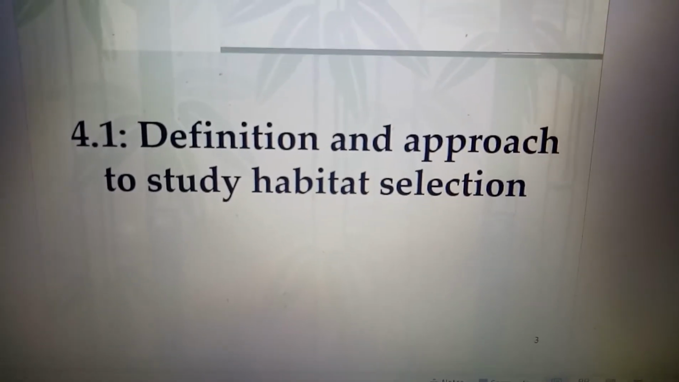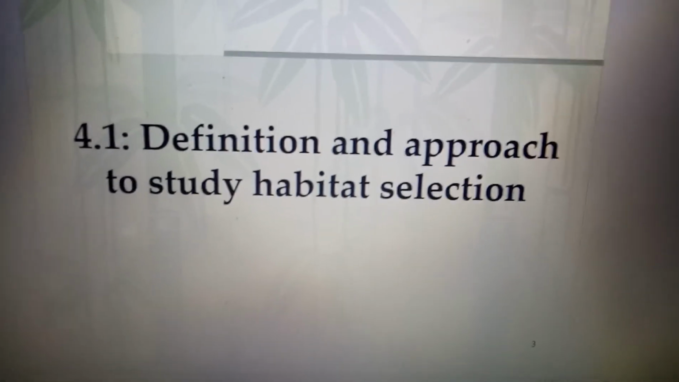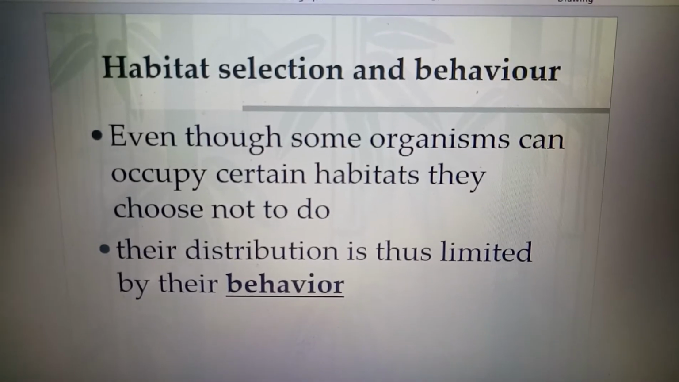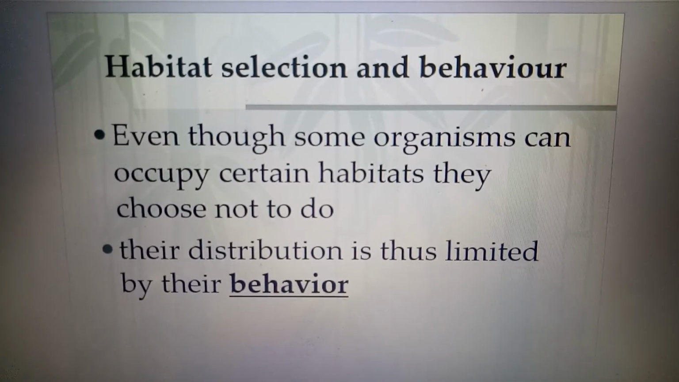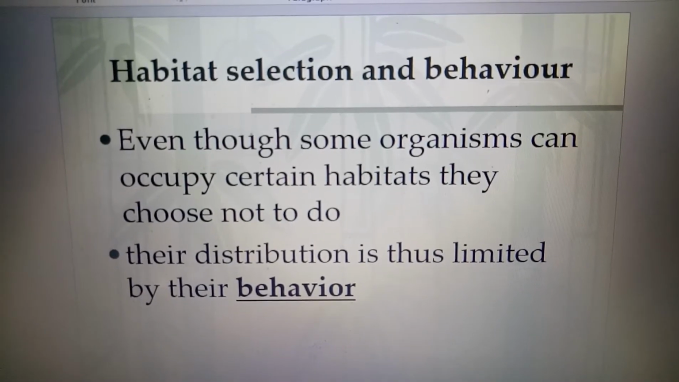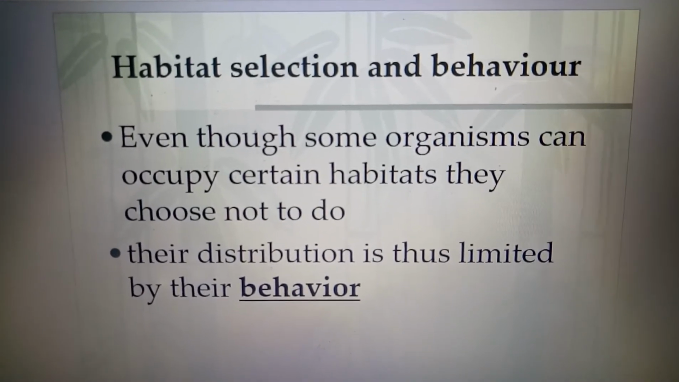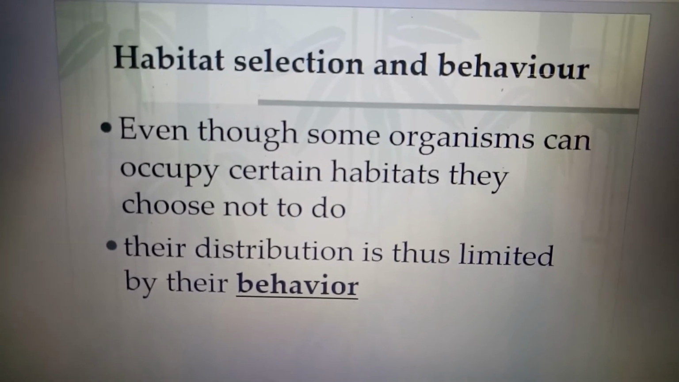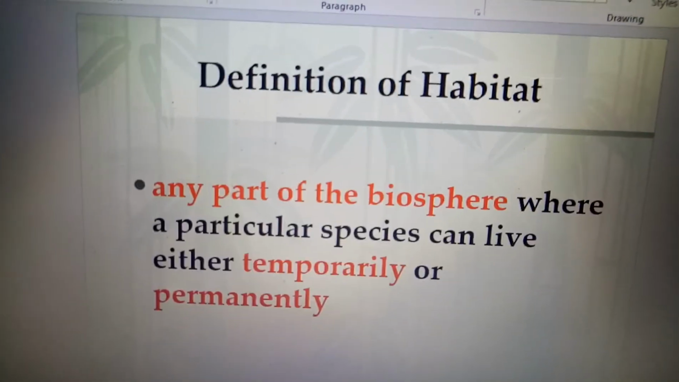Okay, we take a look at the definition and approach to study habitat selection. So habitat selection and behavior: even though some organisms can occupy certain habitats, they choose not to. Why? Because distribution is thus limited by their behavior. So because of behavior, they will choose or select their habitat.